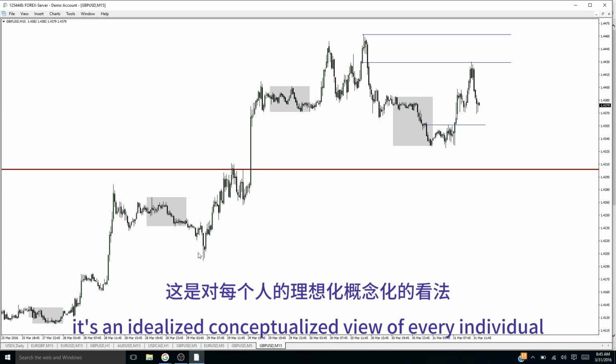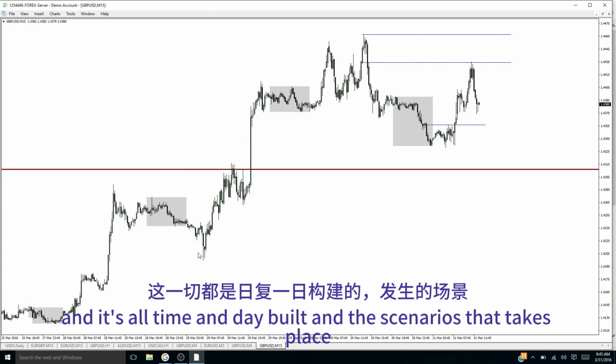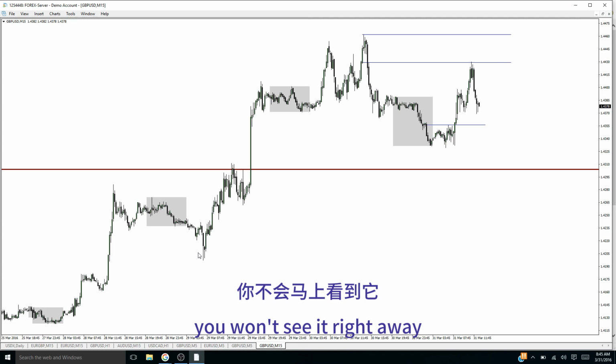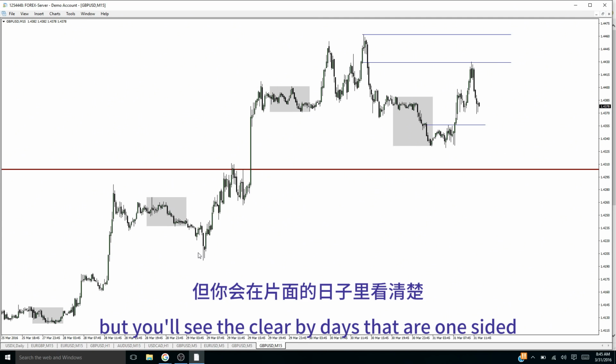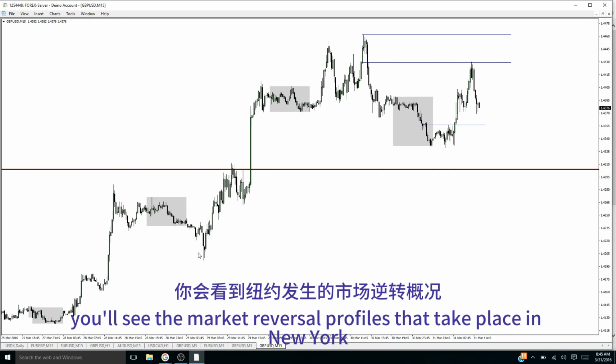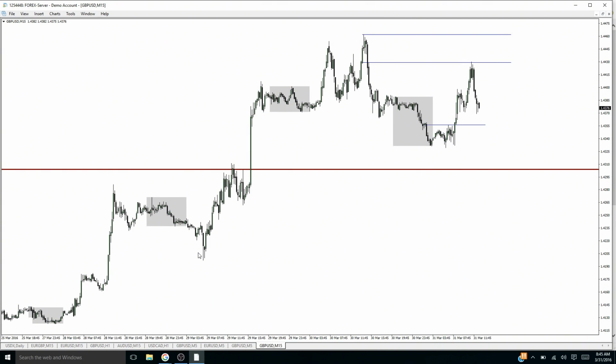It's an idealized, conceptualized view of every individual intraday template that can potentially form, and it's all time and day built, along with the scenarios that take place. Now, when you start studying it, you won't see it right away, but you'll see the clear buy days that are one-sided. You'll see the sell days that are really one-sided. You'll see the market reversal profiles that take place in New York that are really easy to see, but the other ones require a little bit more study, and you'll grow into those.